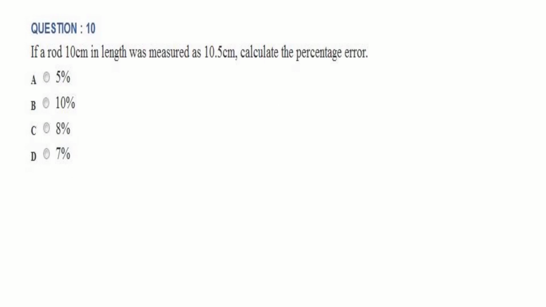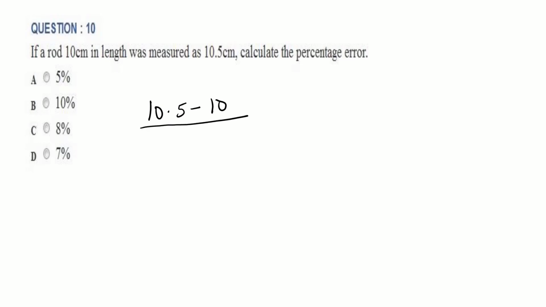If a rod 10 cm in length was measured as 10.5 cm, calculate the percentage error. How do you calculate the percentage error? You simply find the difference between the original value and the measured value, divided by the original value, multiplied by 100%. So what is the difference in this case? We have 10.5 minus 10, which is the original value.